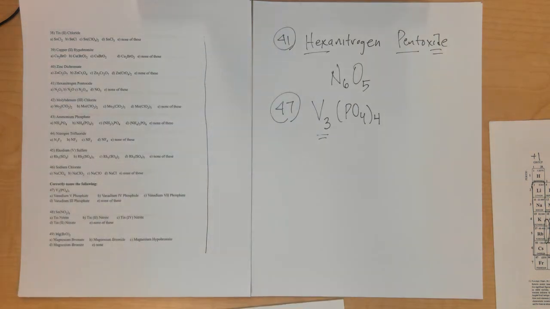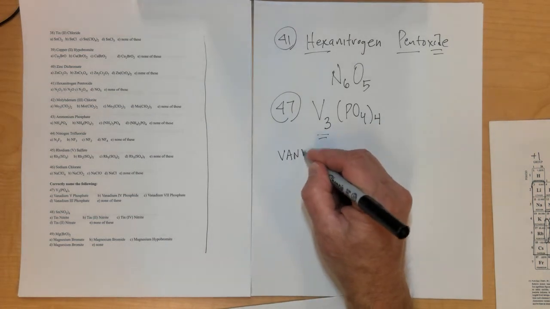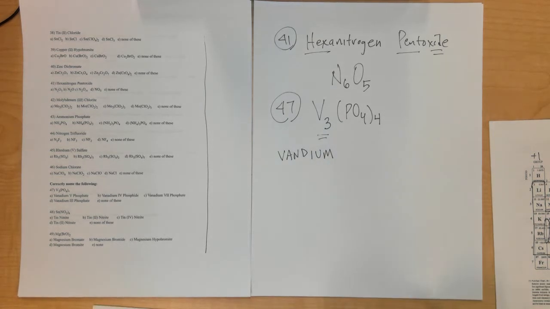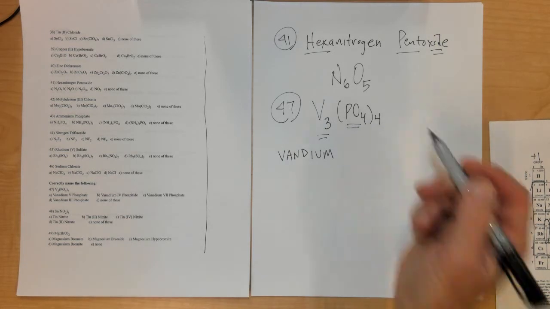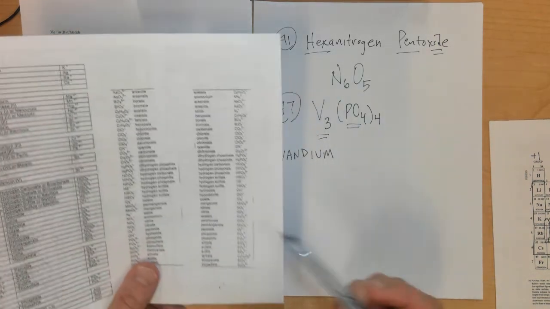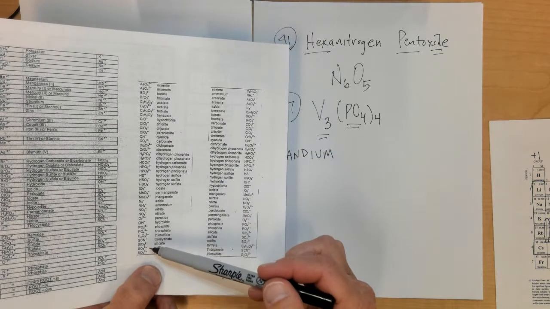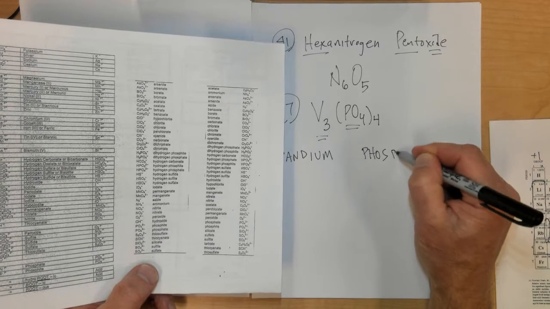Okay? So first name this element. So this is vanadium. And then name this second element. Well, it's not an element, it's a polyatomic ion. It's one I took a quiz on, but I can look it up back here. Remember, these are alphabetical by formula. And so PO4 is phosphate.